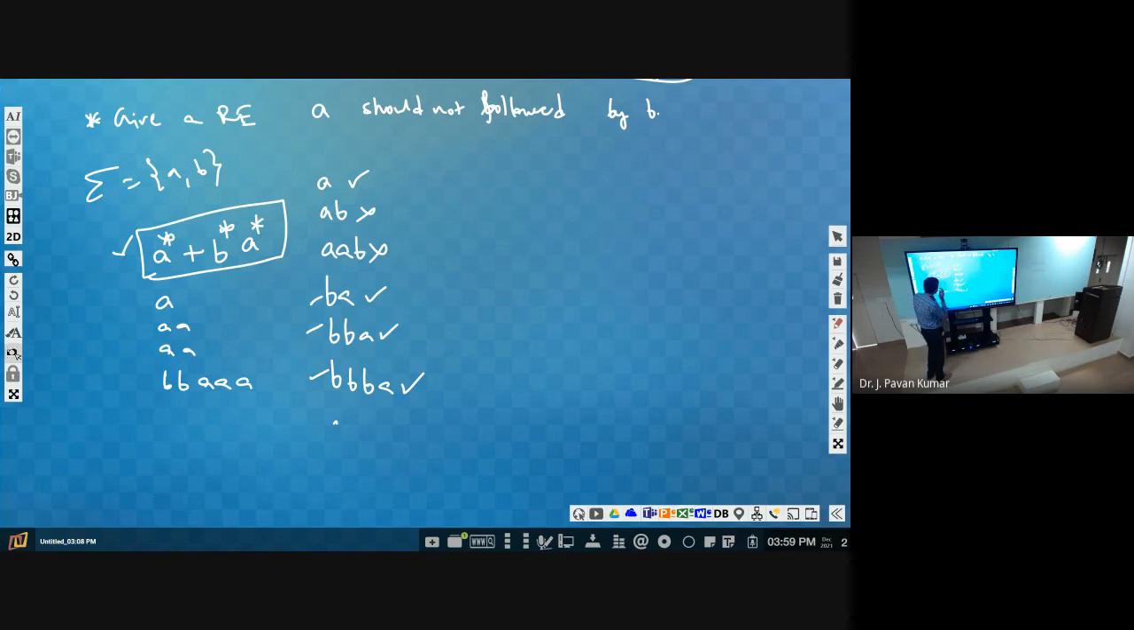Any counter case from others? A star plus B star, A star for the given constraint that A should not be followed by B. Okay, this is the regular expression for this. Like this, we will have some other examples.